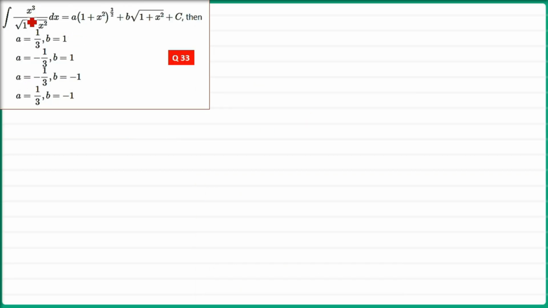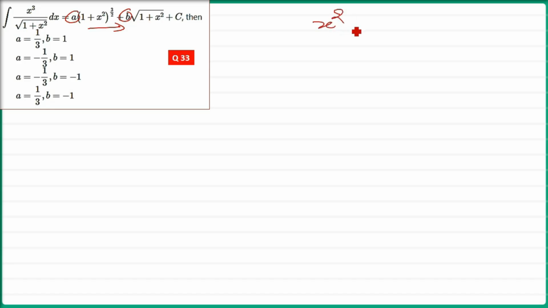Now we have x cube divided by under root 1 plus x square. And this has to be equated to a into 1 plus x square raised 3 by 2 plus b under root 1 plus x square. A and b have to be computed. What is a and b? Once you integrate left, then anything which is coming on the right, we can equate it with a and b.